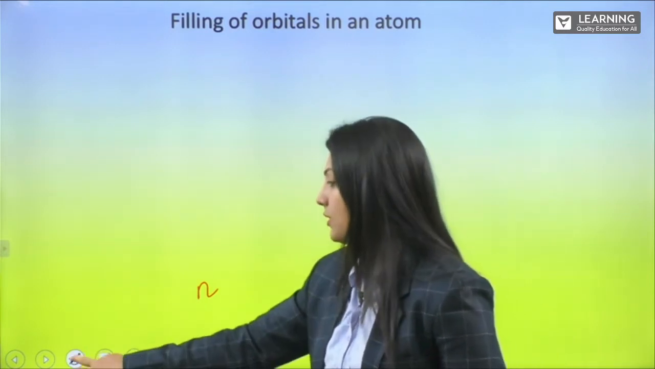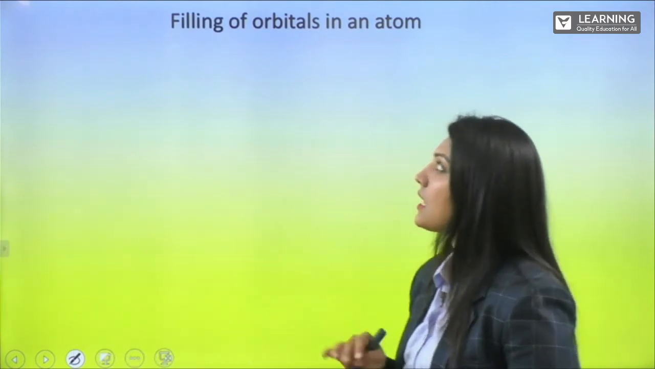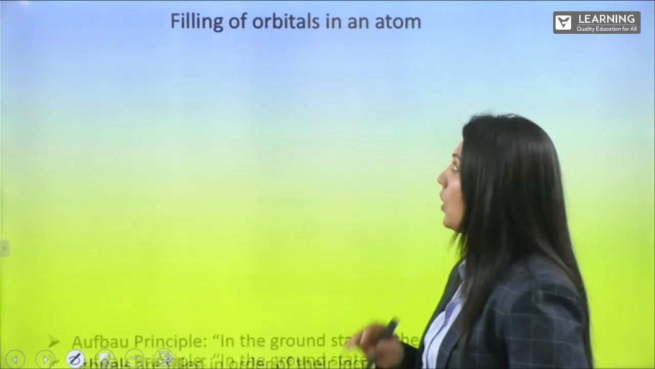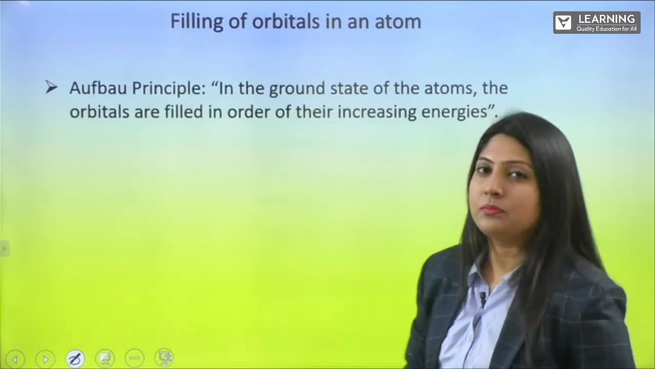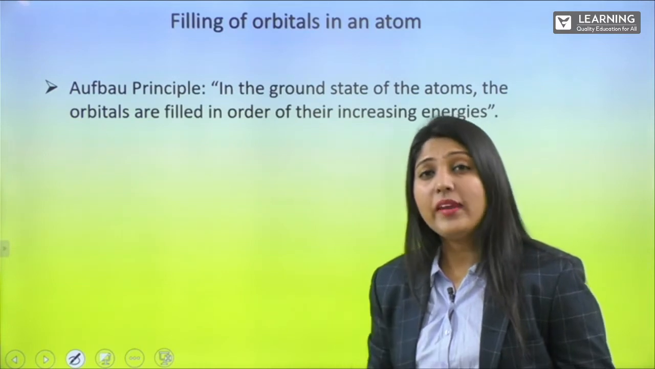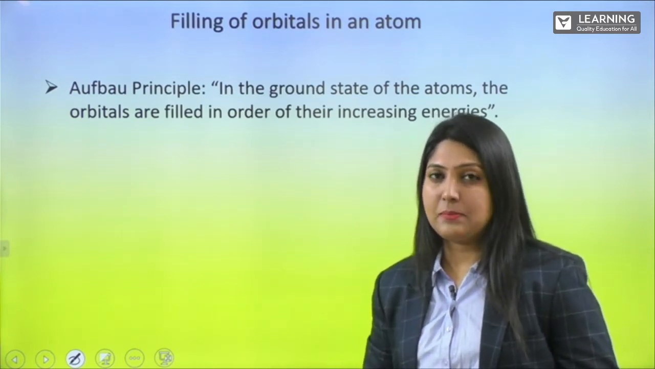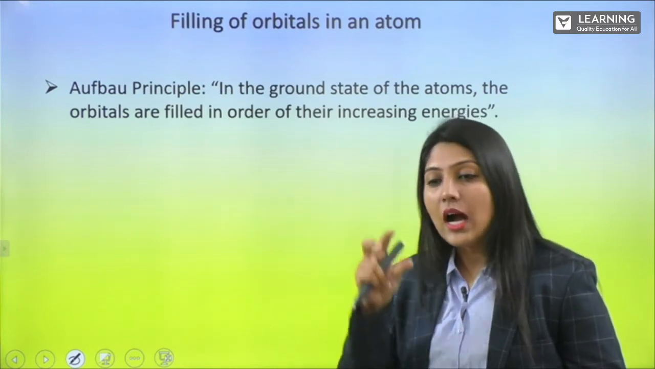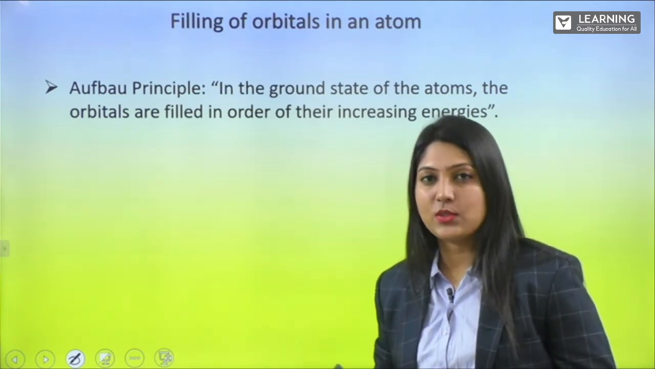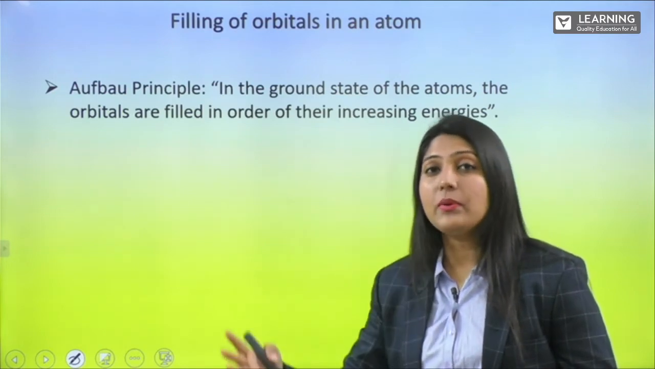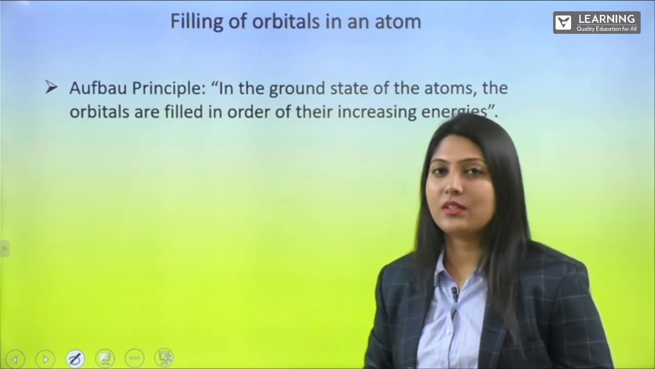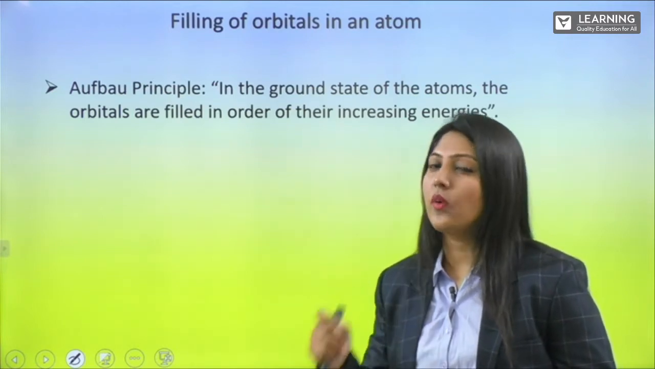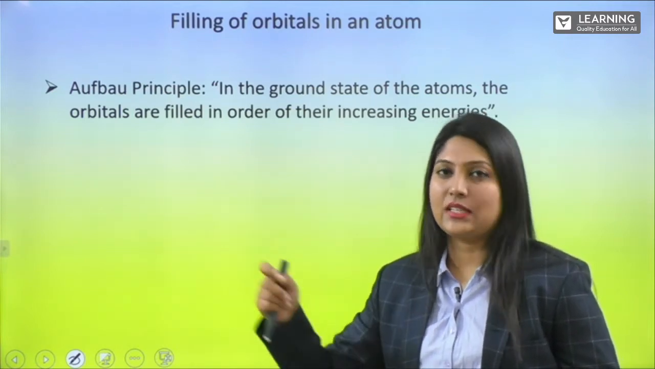Understood? Good. We'll now discuss how to fill the orbitals in an atom. To know this, we have particular principles. It is very important to know these principles, how to give places to electrons, or how to distribute or arrange the electrons in the orbitals. As we know, the energy is very important in distributing the electrons.